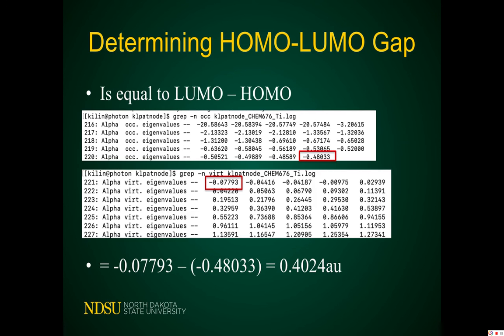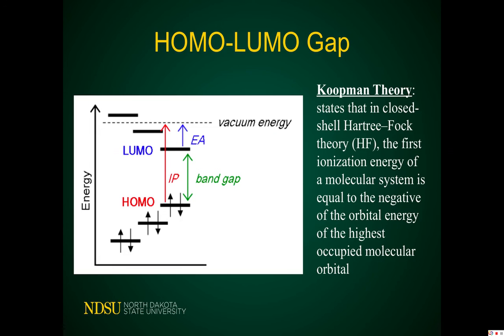I'd like to take a second on the next slide to talk about just the HOMO-LUMO values in general. This is coming from Koopmans' theory, which states that in closed-shell Hartree-Fock theory, the first ionization energy of the molecular system is equal to the negative of the orbital energy of the highest occupied molecular orbital. I just have a nice image to clarify what that looks like. And then in that green, the band gap is the value that we just calculated. So the following slide is that conversion that I mentioned previously.